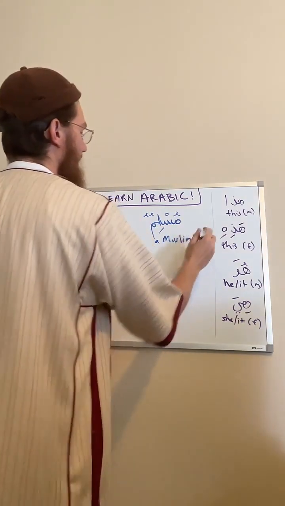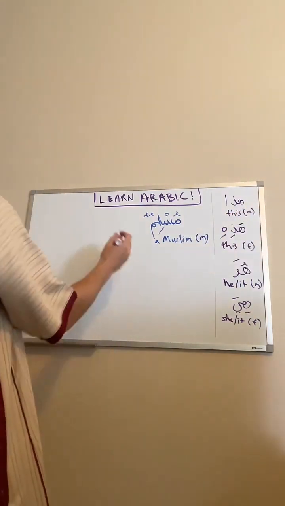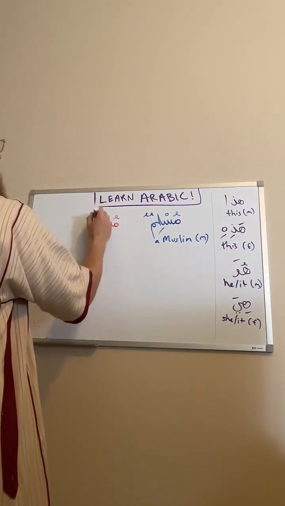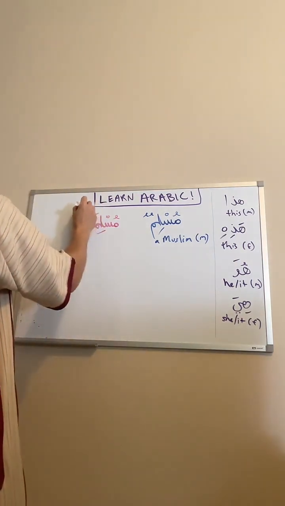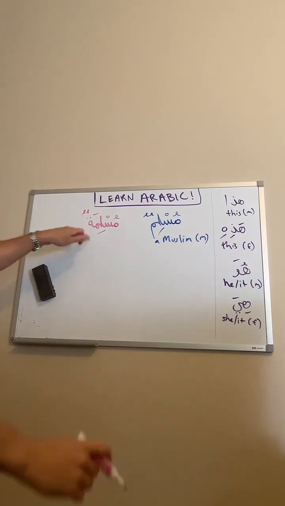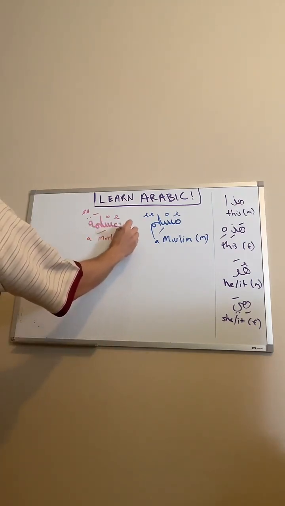But what if I want to say a female Muslim? We would add that ta marbuta at the end. Muslimatun. A Muslim female.